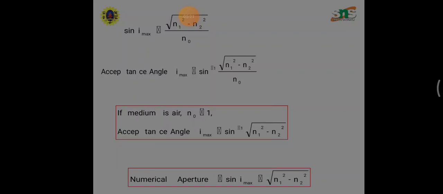NA increases with the increase in acceptance angle. The relative refractive index difference is the ratio of the refractive index difference between the core and cladding to the refractive index of the core. That means delta equal to n1 minus n2 divided by n1.